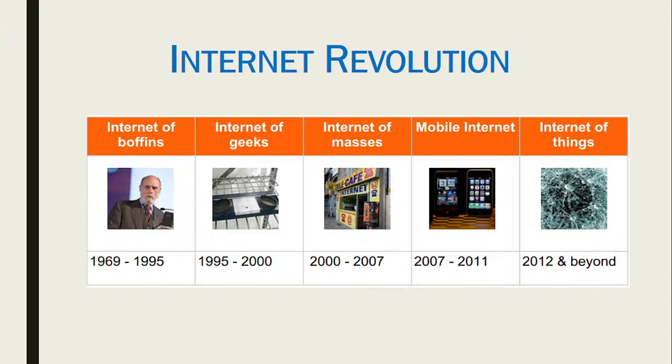This era of the internet is called the Internet of Masses. That means that in the Internet of Geeks, it was public, but most people connected to it were not really utilizing it to make their life more convenient. It was just interest. But with the Internet of Masses, more businesses started investing in it, and the market value of all these internet companies started going up.